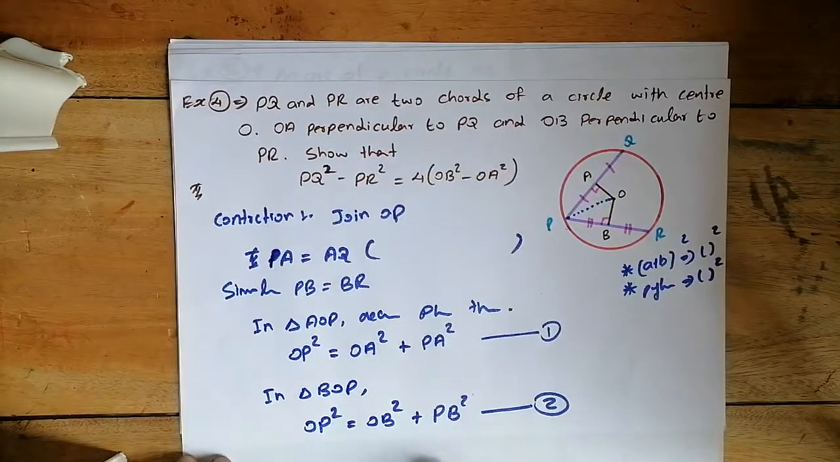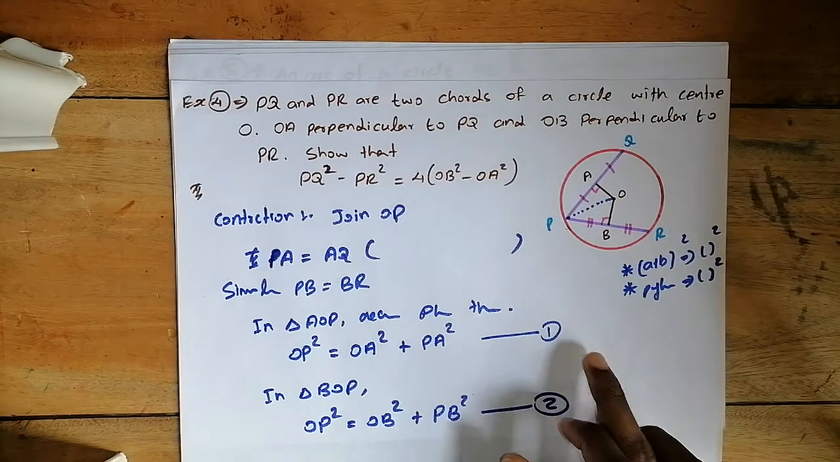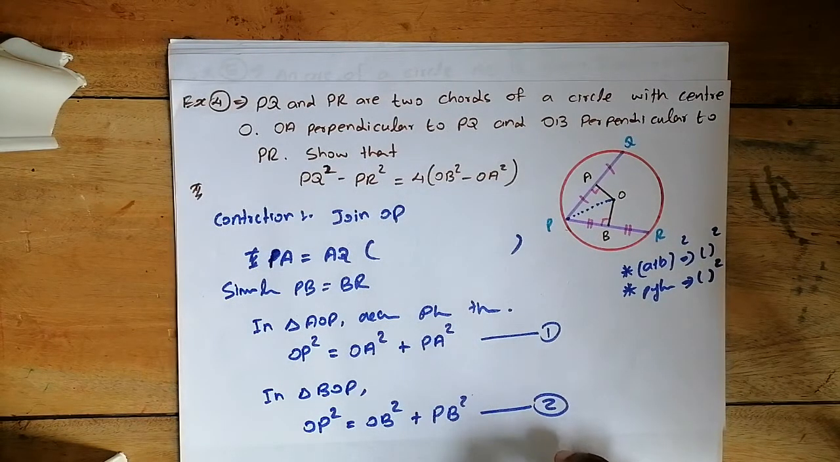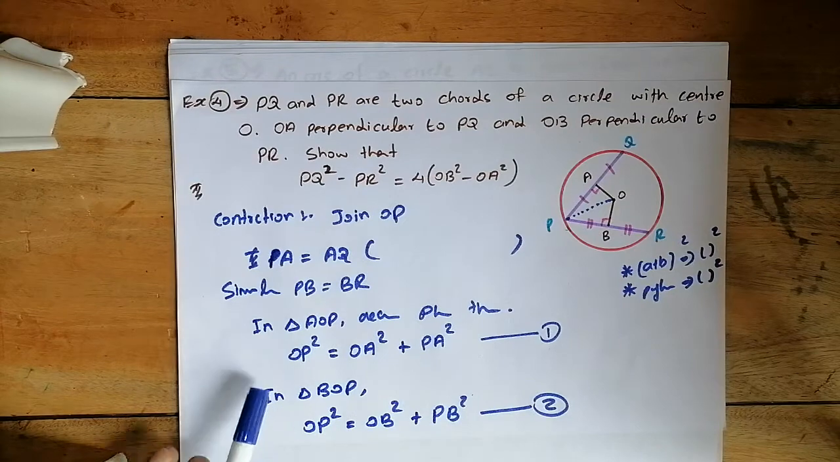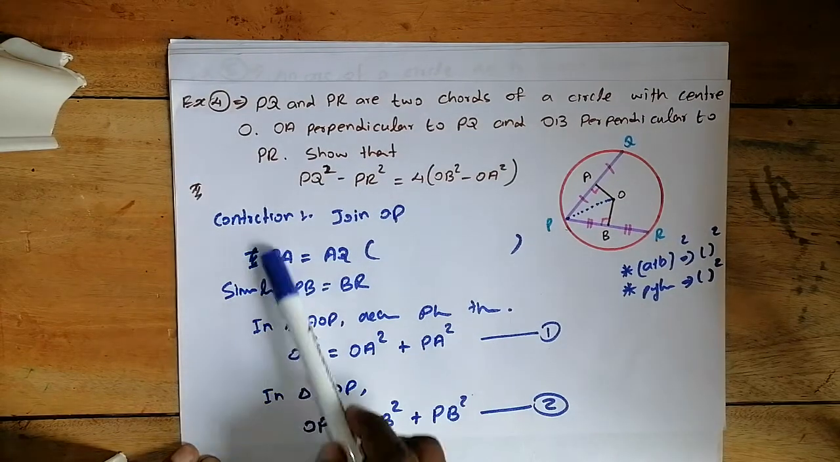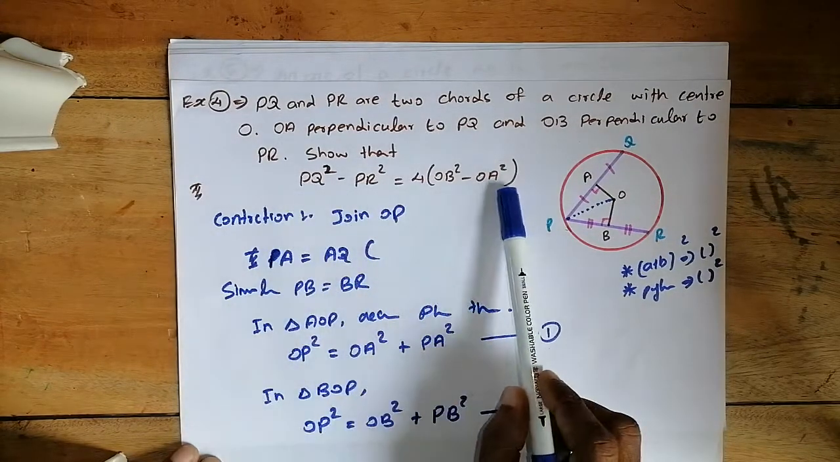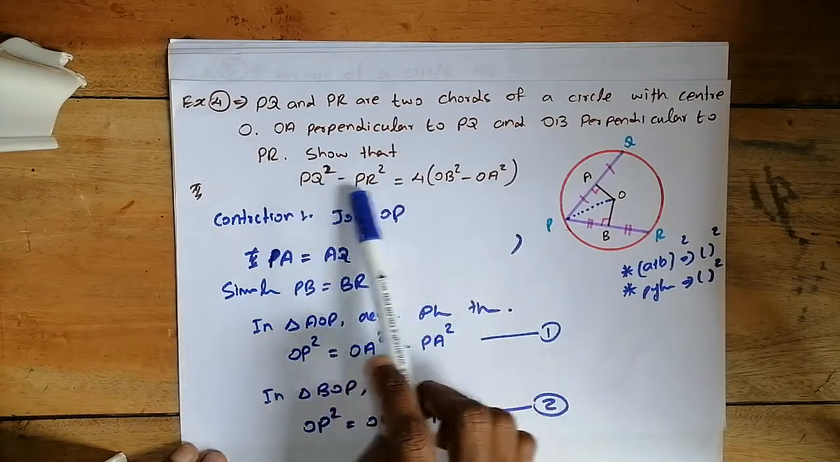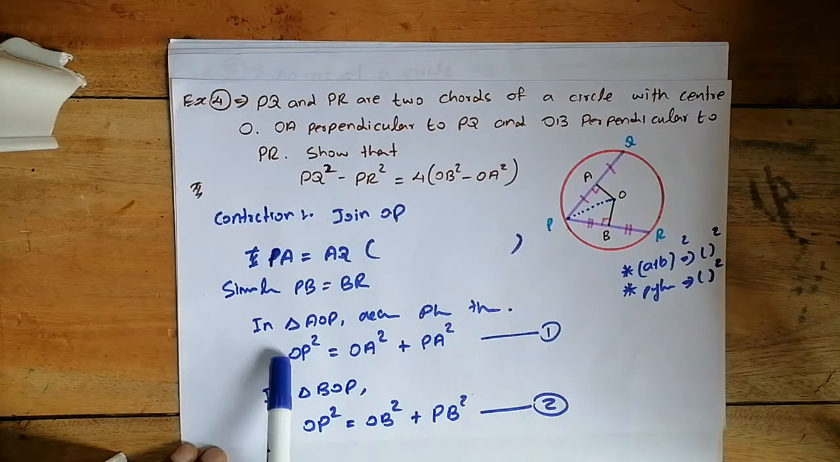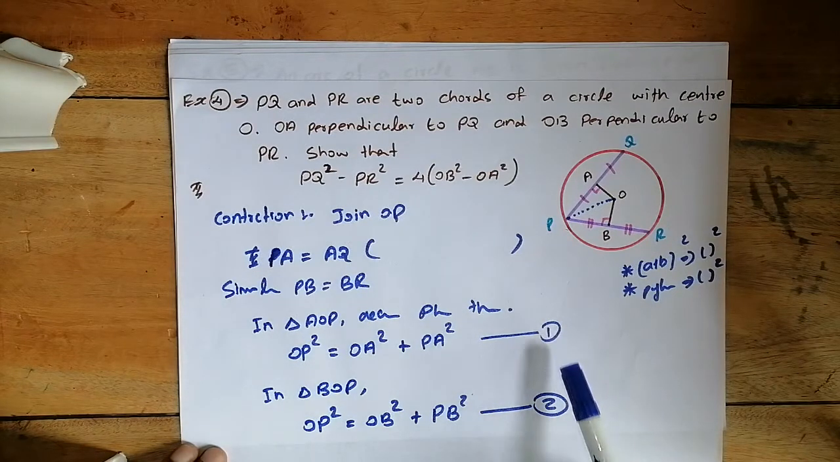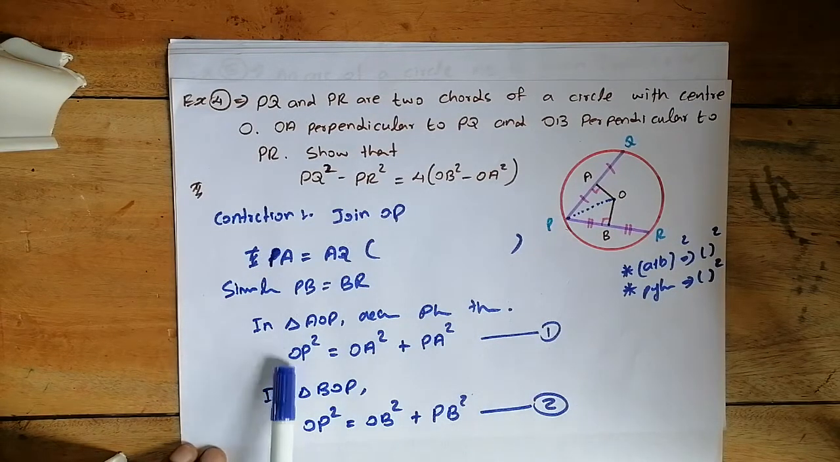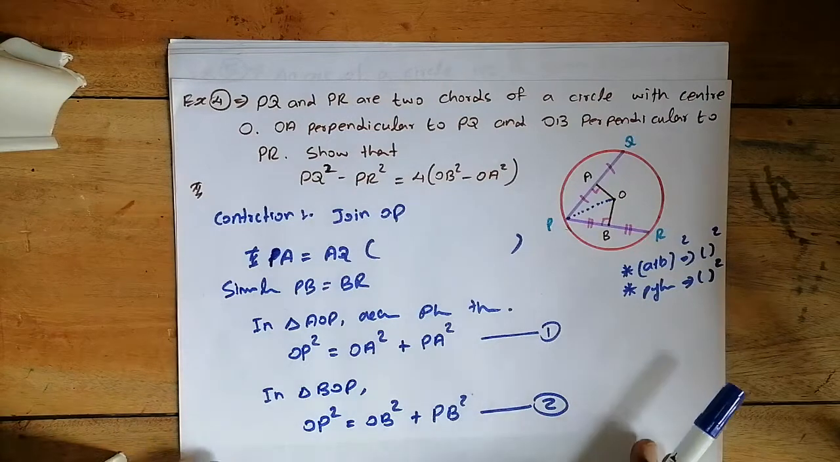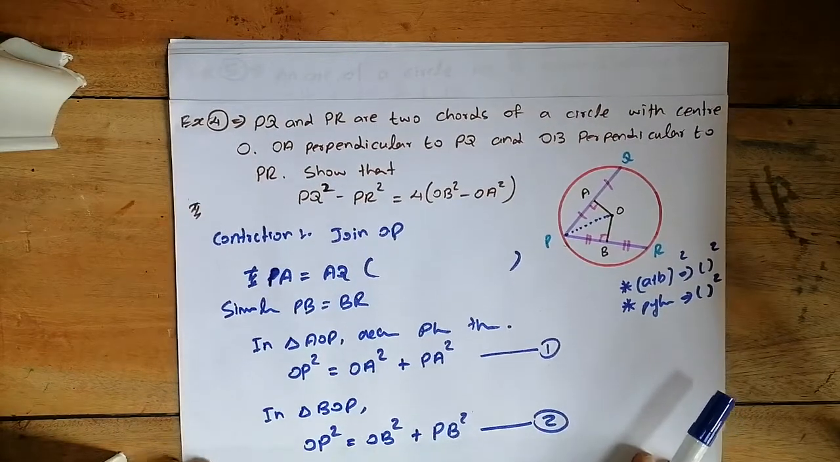Okay, if you check the first relationship and the second relationship, both are with OP squared. In your answer, there should be no OP, so we need to cancel the OP. We can have 1 equals 2 because those are with OP squared. So the next step, we are going to equate these two equations.